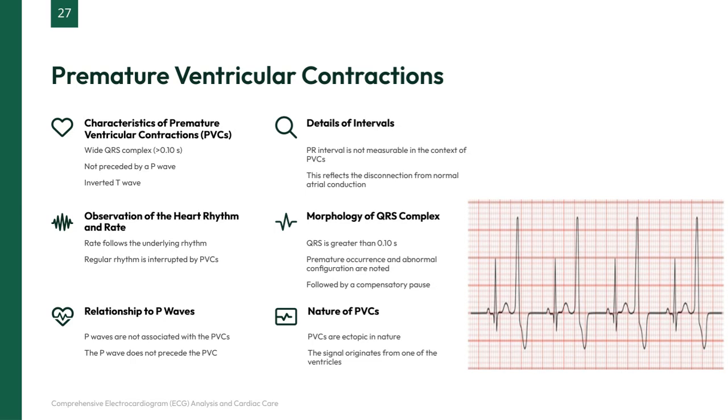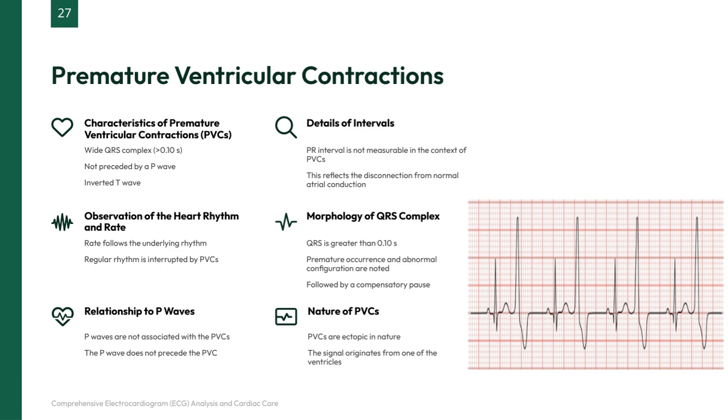Premature ventricular contractions, or PVCs, have some distinct characteristics that set them apart. First, their QRS complex is wide, lasting more than 0.1 seconds, which is longer than normal. Importantly, PVCs are not preceded by a P wave, and the T wave following the QRS is typically inverted. When we observe the overall heart rhythm, the rate usually follows the underlying rhythm, but the regular pattern is interrupted whenever a PVC occurs. This interruption is important because it shows how PVCs cause irregularity amid an otherwise regular rhythm.